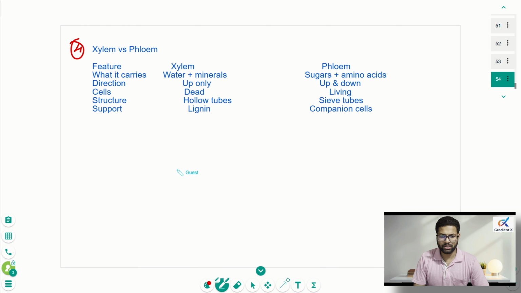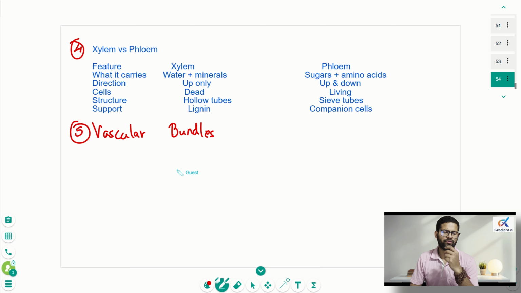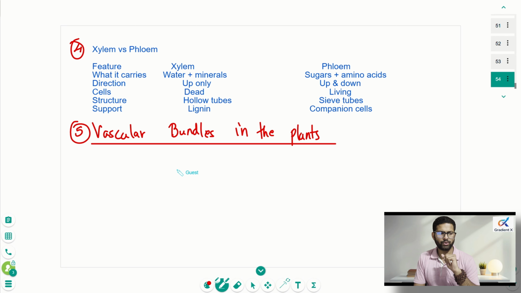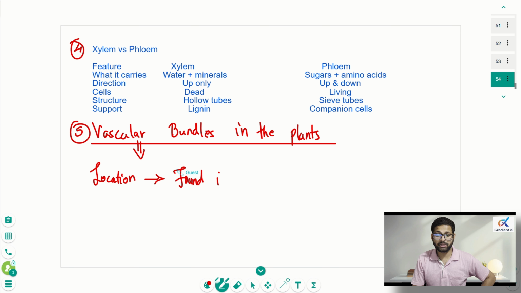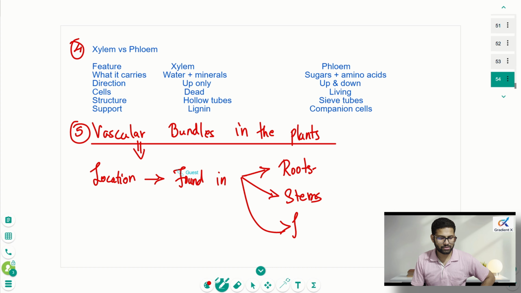In your presentations that you've shared with me, vascular bundles in the plants. So what do we have over here? My dear, first of all, what is the location of this place? The location. When it comes to the location, it is found where? Roots? No, sorry, not only roots. Vascular bundles are found in roots, in your stems, and also in your leaves. Okay, understood?